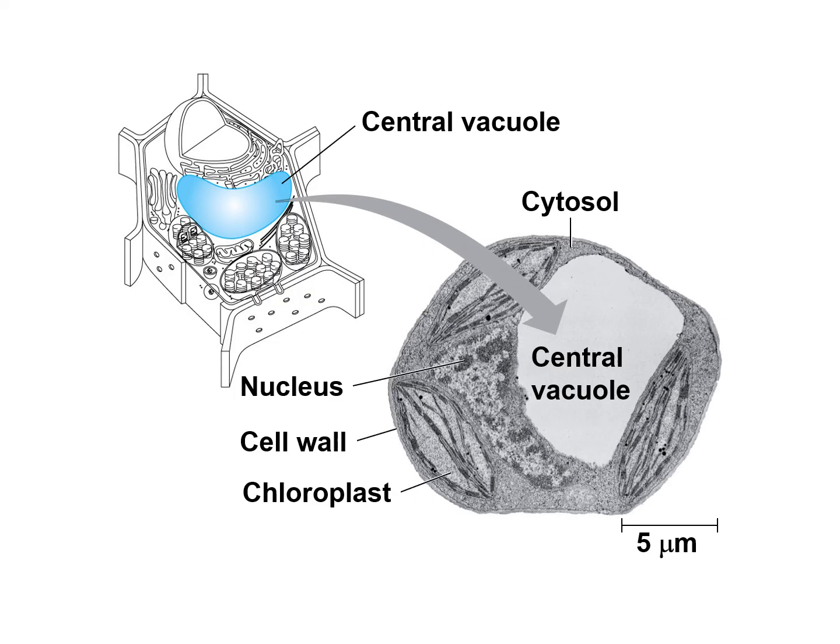And here's just a picture of a plant cell with its chloroplasts, and it has that central vacuole. If you've ever sliced an onion, you know how it makes you tear up. Well, that's because when you're slicing it, you're rupturing the central vacuole, which happens to have volatile oil compounds, which can irritate your eyes.